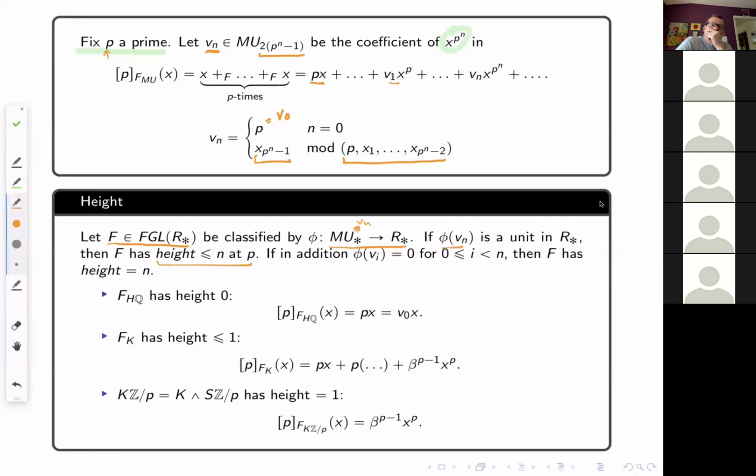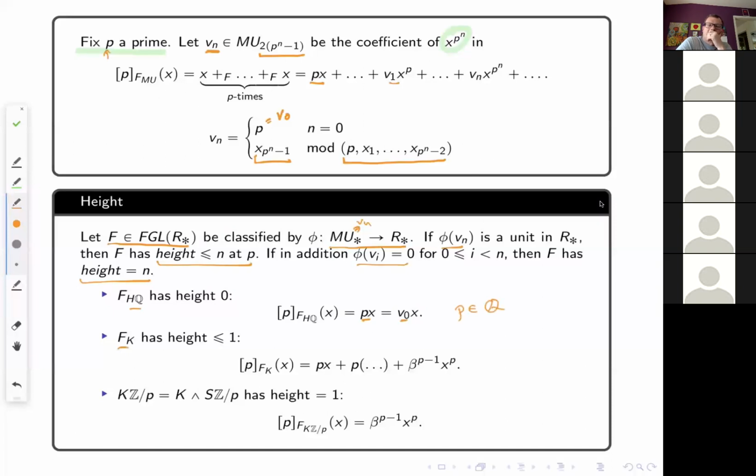Now, if on top of that, all of the previous v_i's went to 0, then we'll say that f has height exactly n. There are different ways to say this out there, but this is a good simple way to say it. All right, so the rational K-theory, HQ, has height 0 at any prime, because you remember the n series was n times x, so the p series is p times x, that's v_0, and that's invertible, like p is a unit in Q because it's not 0.